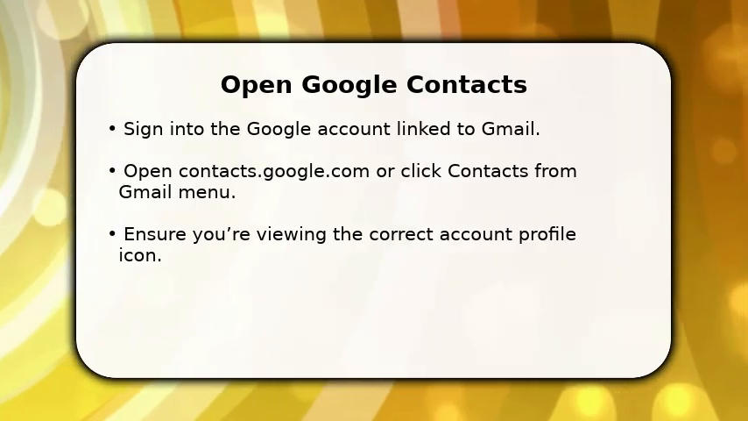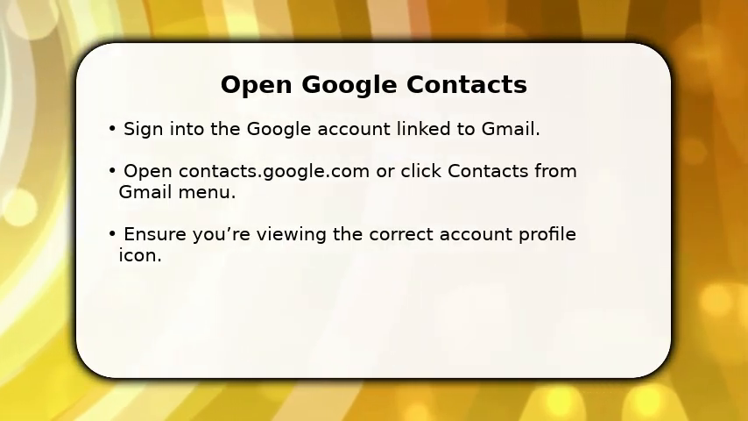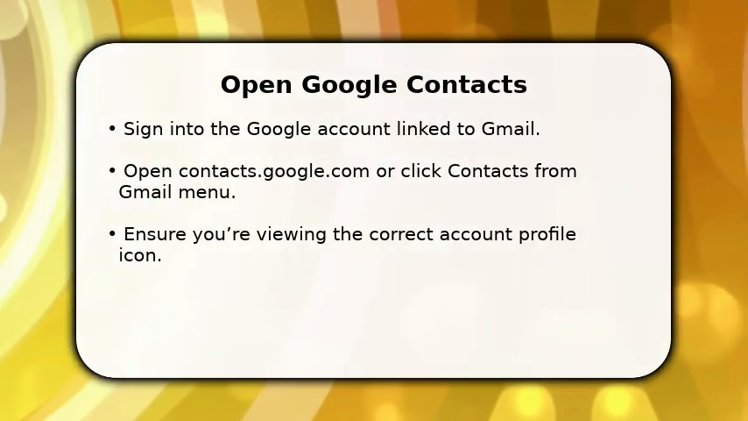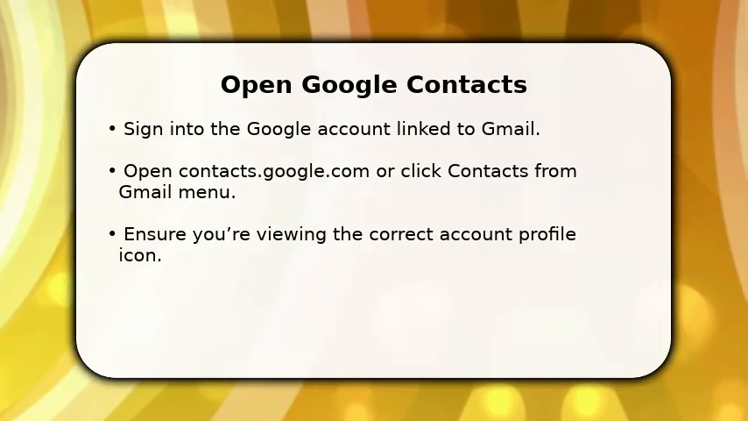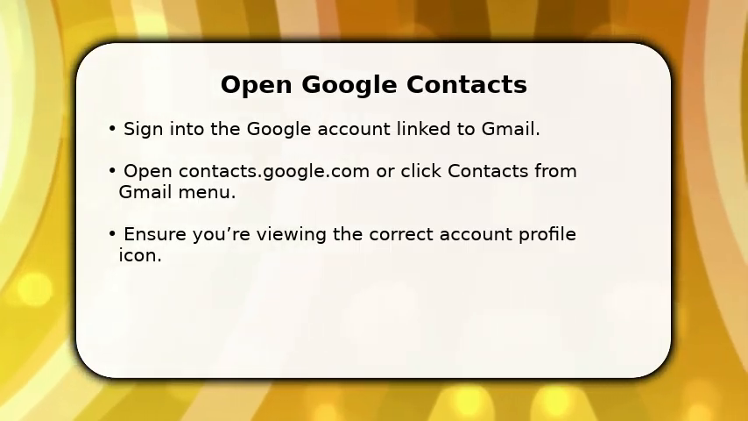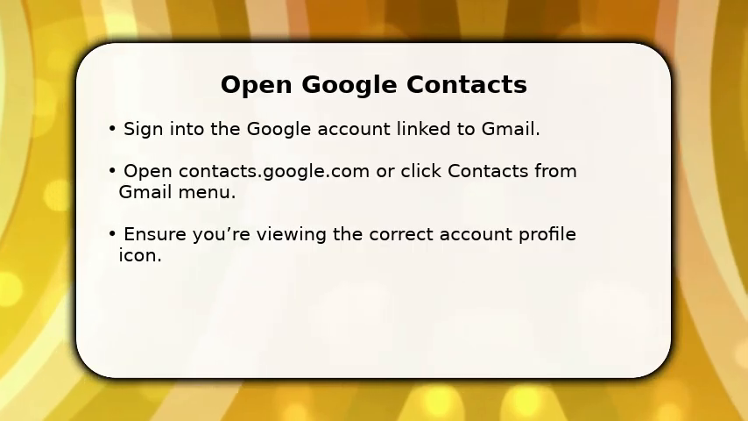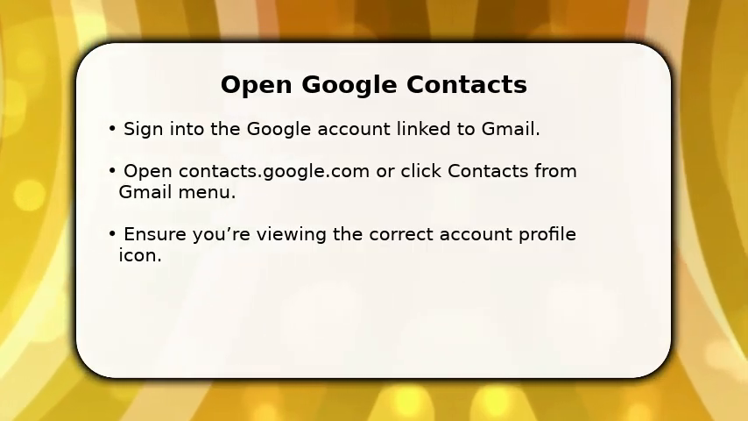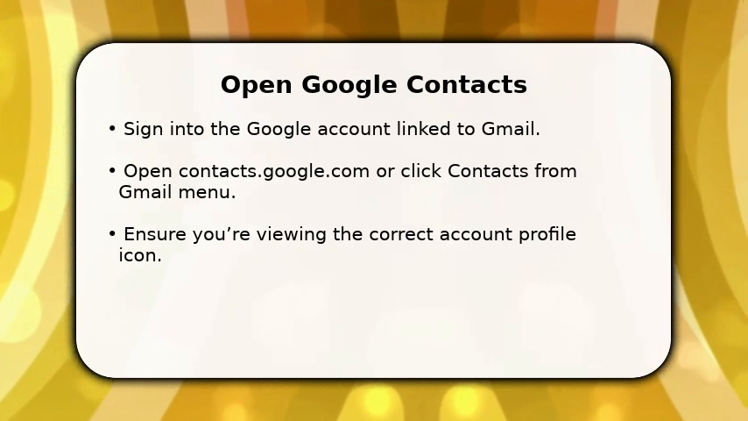Next, use the search box to find the number or name you want to remove. Search narrows results and saves time. Make sure you're not in a label view that hides some contacts. Now select the contact entry to reveal its details so you can take the next actionable step.